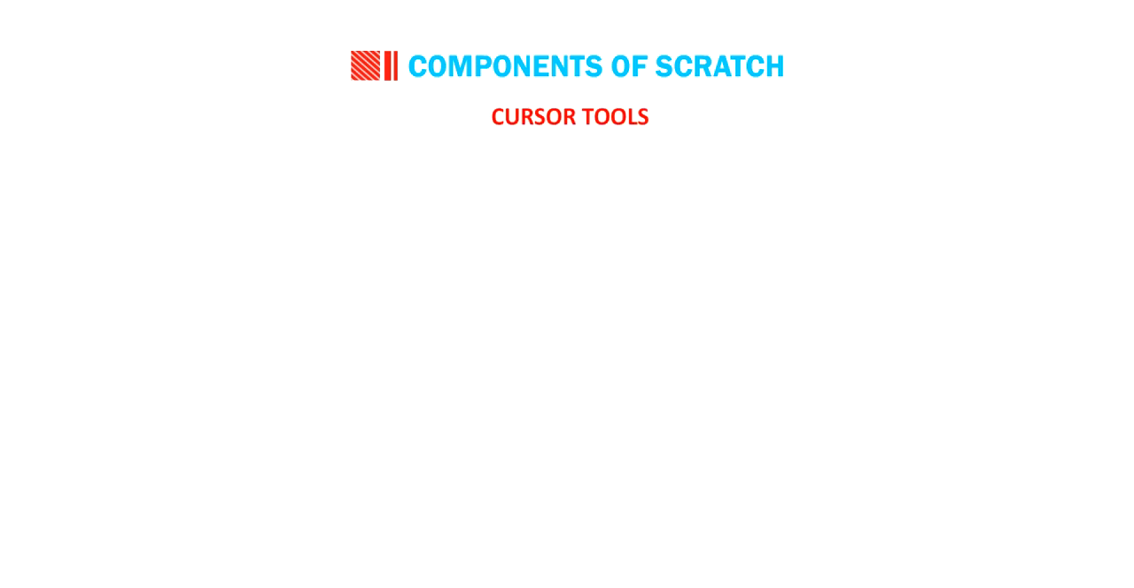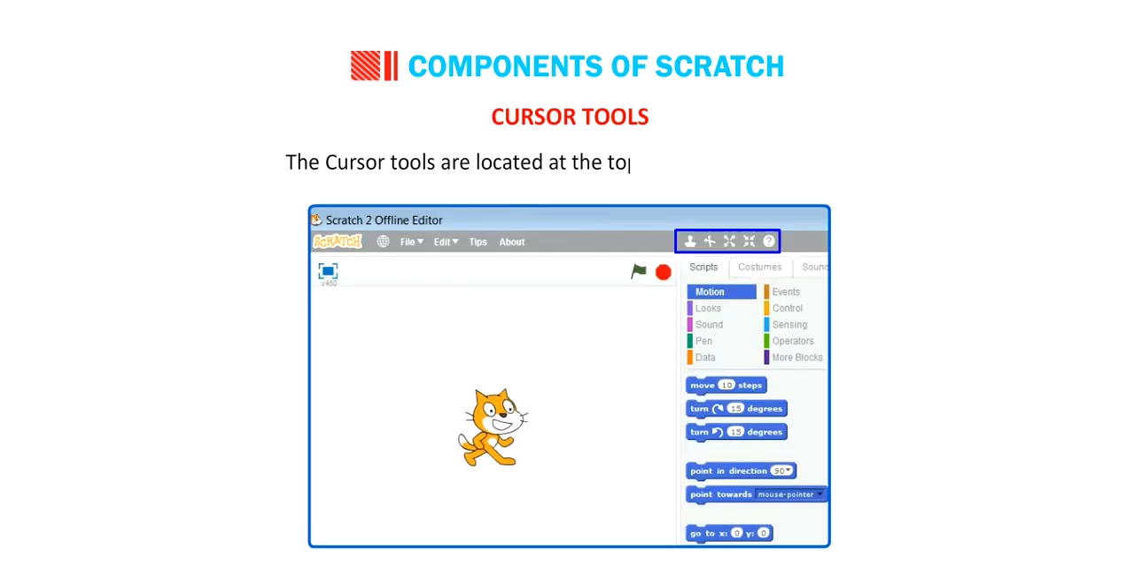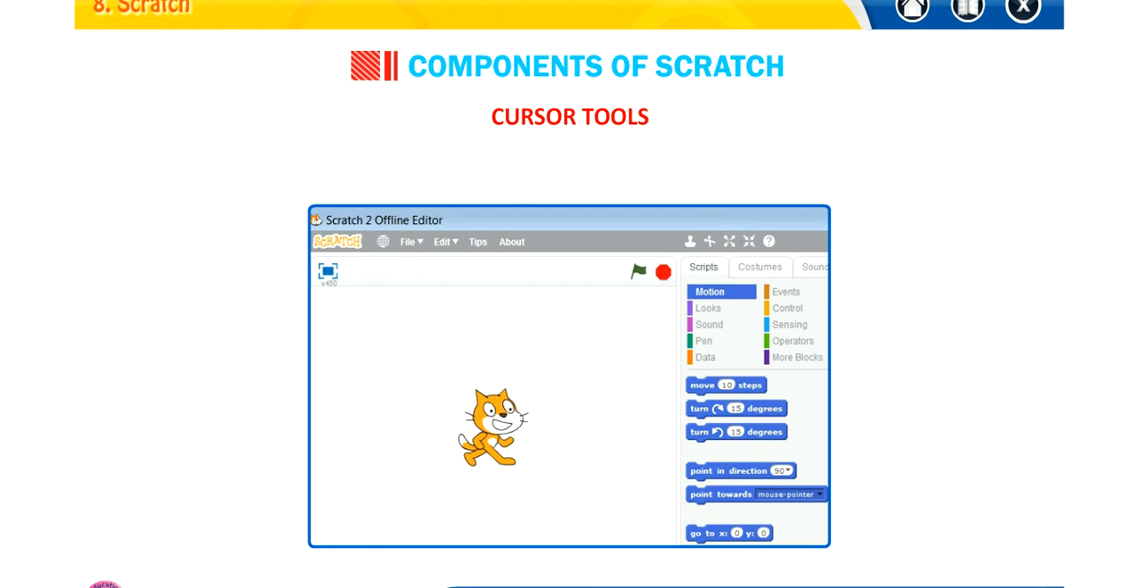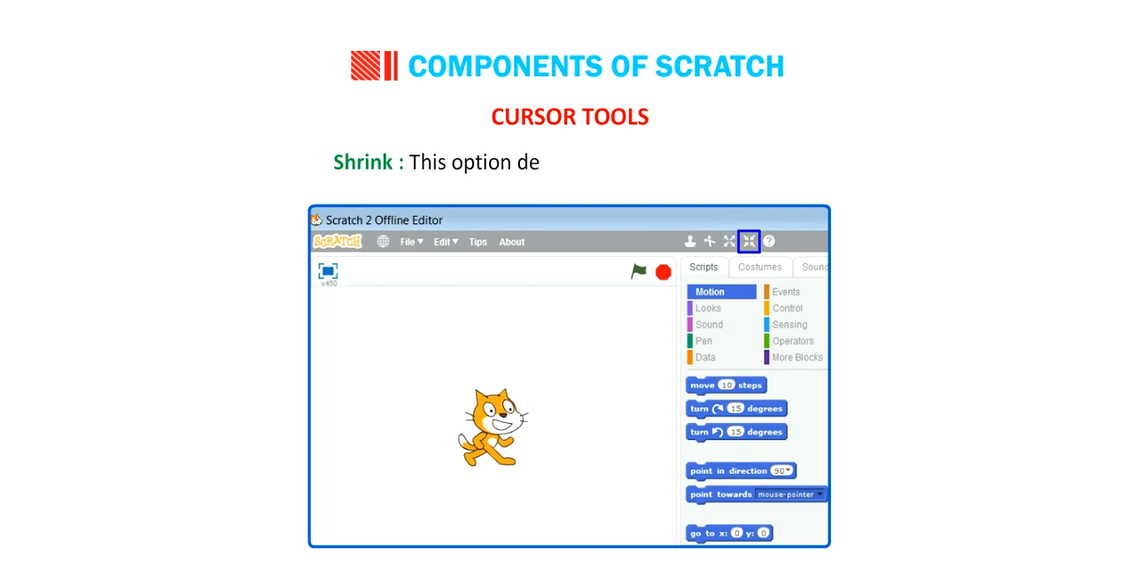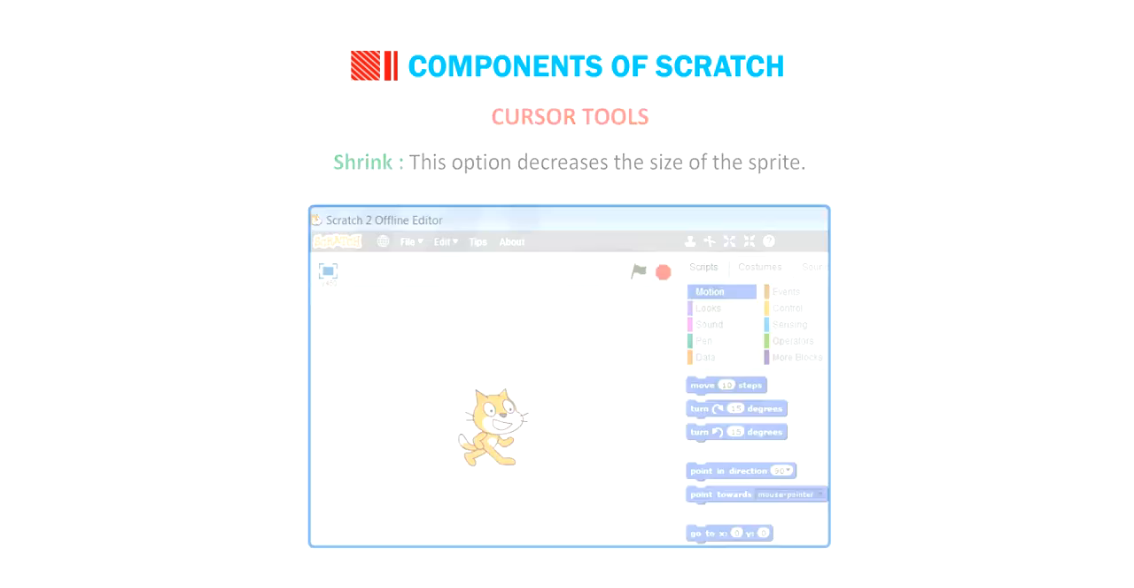Cursor tools. The cursor tools are located at the top of the Scratch window. There are 4 cursor tools to perform different operations on the sprites. Duplicate. This option creates a duplicate copy of the selected sprite. Delete. Clicking on this option will delete the selected sprite. Grow. As the name suggests, this option helps us to increase the size of the sprite. Shrink. This option decreases the size of the sprite.